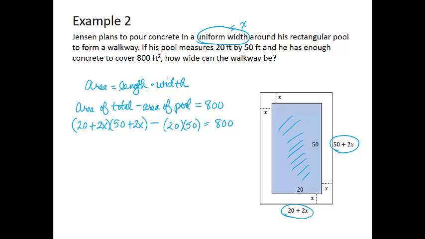So we multiply this out. 20 times 50 is 1,000, plus 40x, plus 100x, plus 4x squared, minus 1,000 is equal to 800.